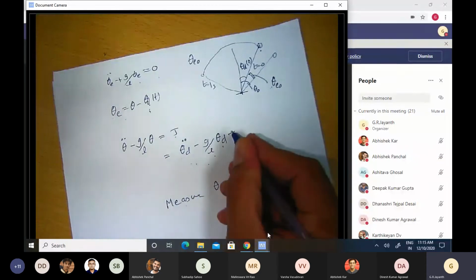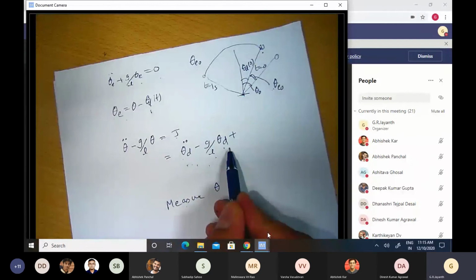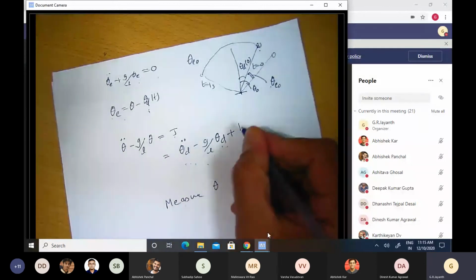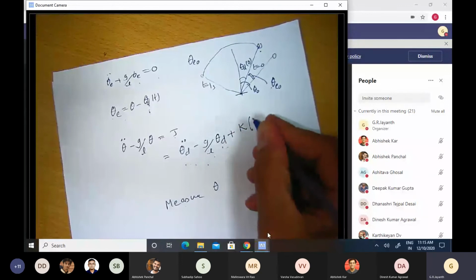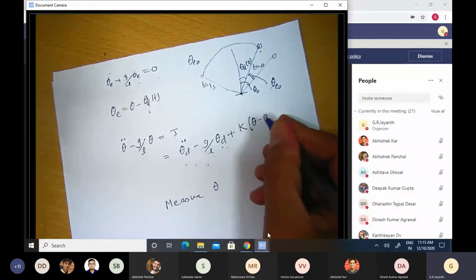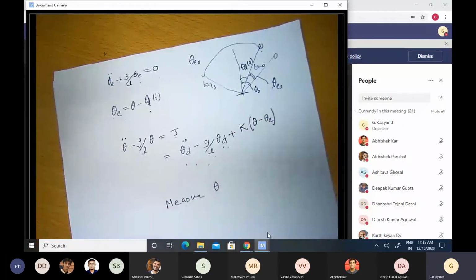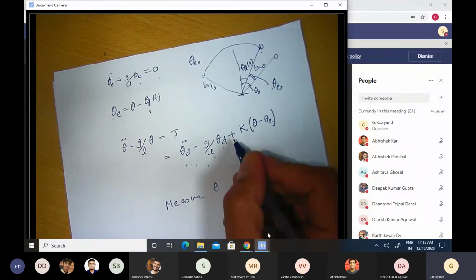Let us say, in addition to this torque which I have applied, I add an extra term. I add an extra amount of torque which is proportional to the error between the actual value and the desired value. Let us say I do that. Maybe I will add this.